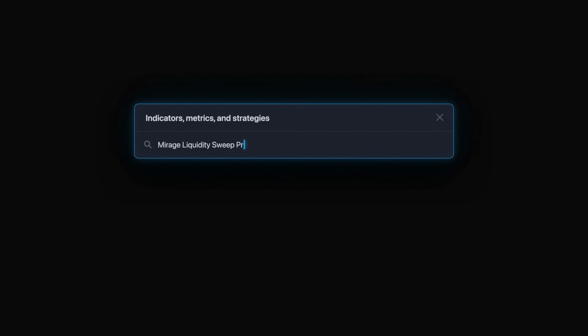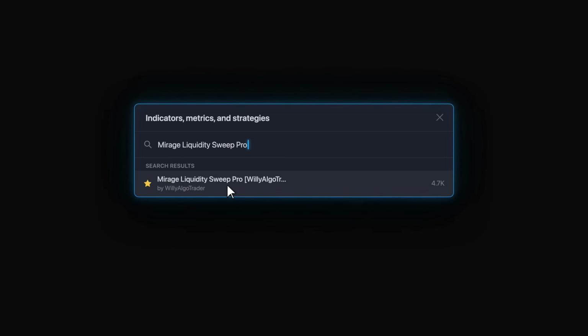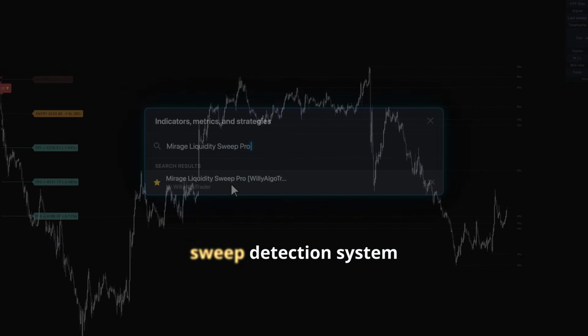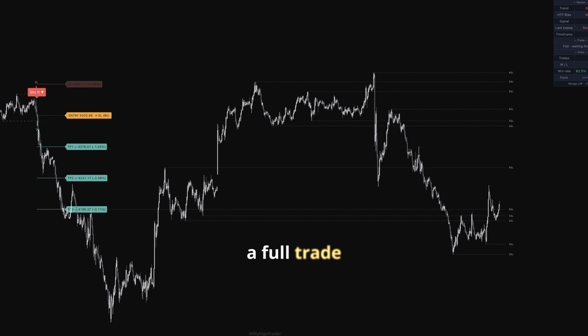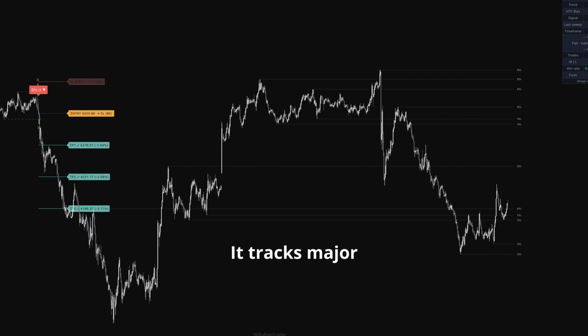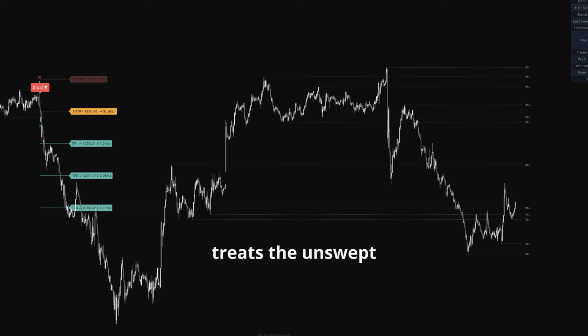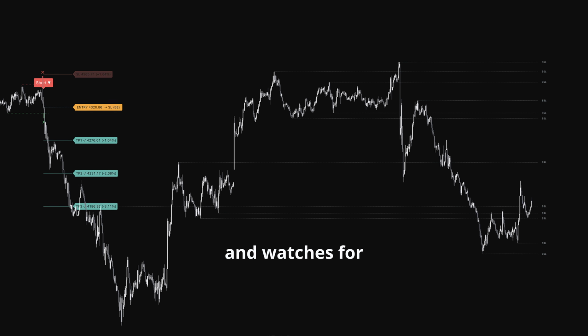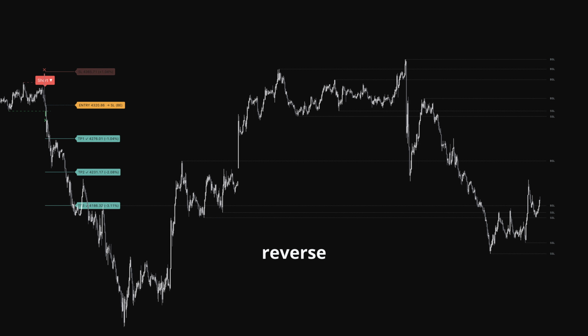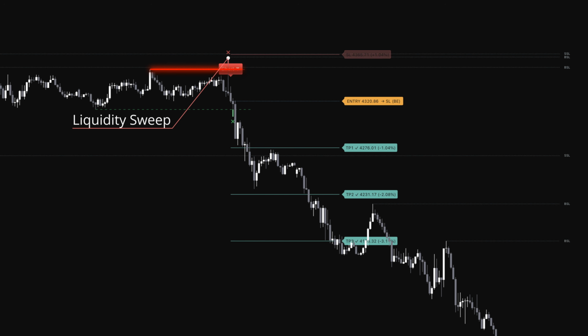Mirage Liquidity Sweep Pro, created by Willy AlgoTrader, is a liquidity sweep detection system built around the classic stop hunt pattern, wrapped in a full trade management layer. It tracks major swing highs and lows, treats the unswept ones as resting buy-side and sell-side liquidity, and watches for price to raid those levels and reverse. A sweep registers when price wicks beyond a stored swing, but closes back on the original side. The wick takes the liquidity, the close rejects it.